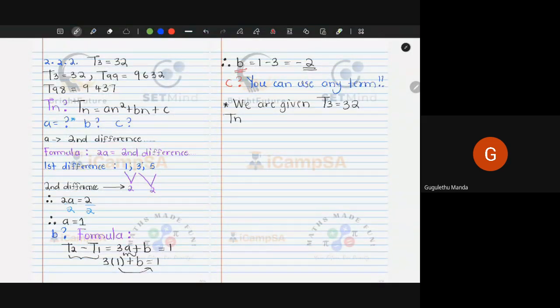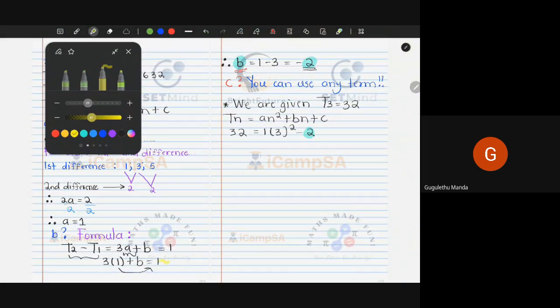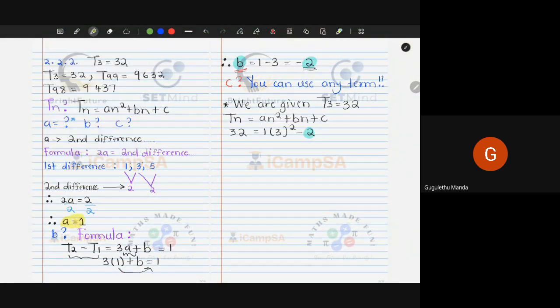And we know that Tn is always the same as an squared plus bn plus c. So I'm going to substitute everything that I know. Tn, I know it's 32. The a we found is 1. The n is 3, all squared. The b we just found is minus 2. So minus 2 times n, which is 3, then plus the c, which is what I don't know, and that is what I'm looking for.